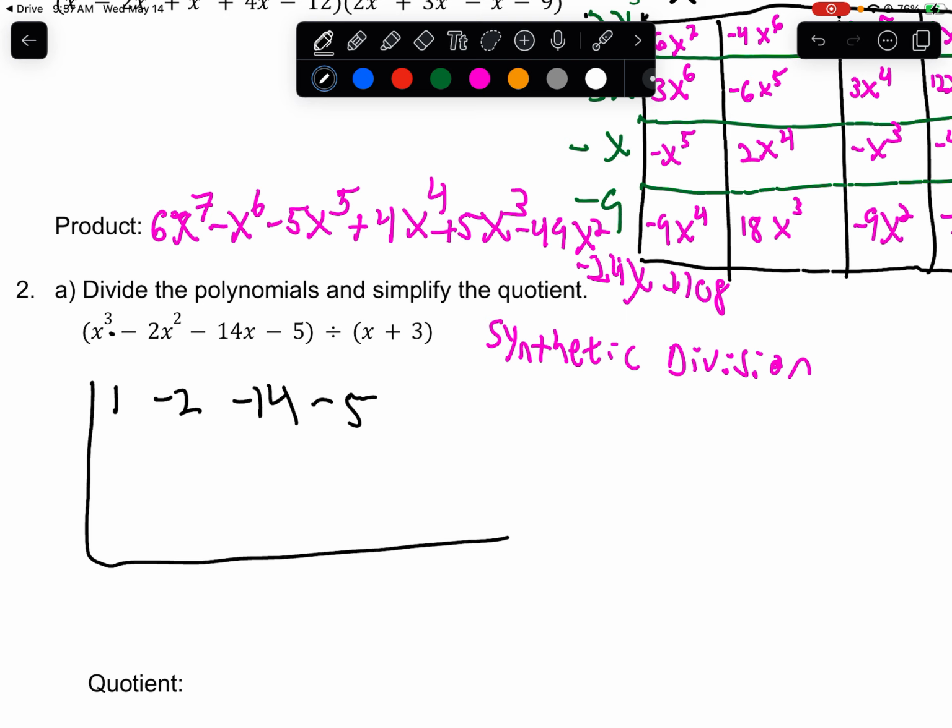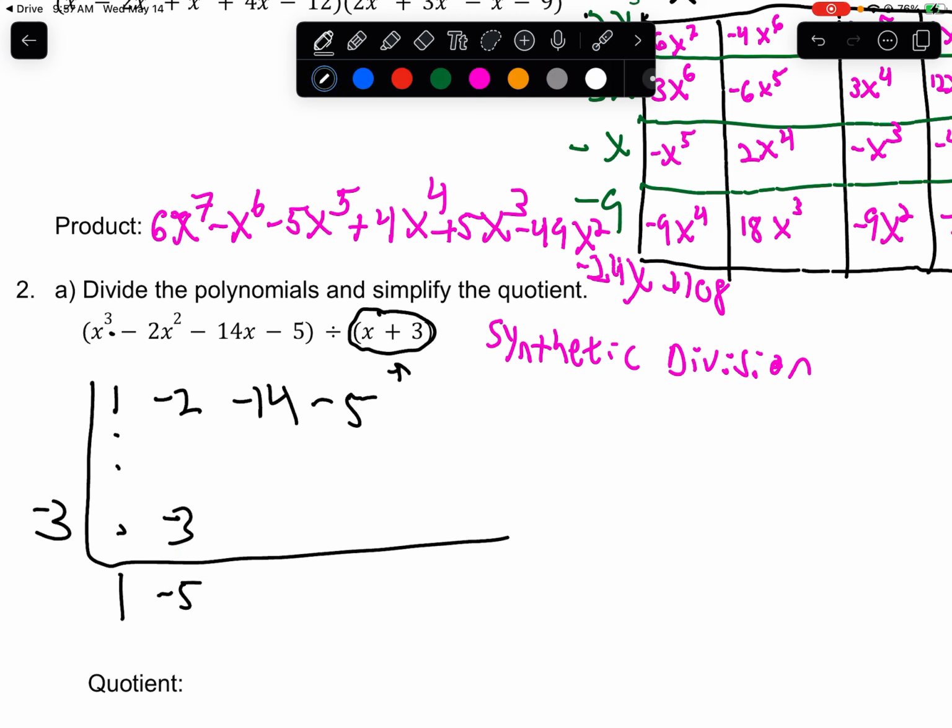And then if we're dividing by x plus 3, we're really checking to see what the value is, so we have to change the sign of the 3. All right? Negative 3. That's key. Plus means negative. Okay? So now just drop the 1. Then go negative 3 times 1 gives you negative 3. Now add. Negative 2 plus negative 3 is negative 5.